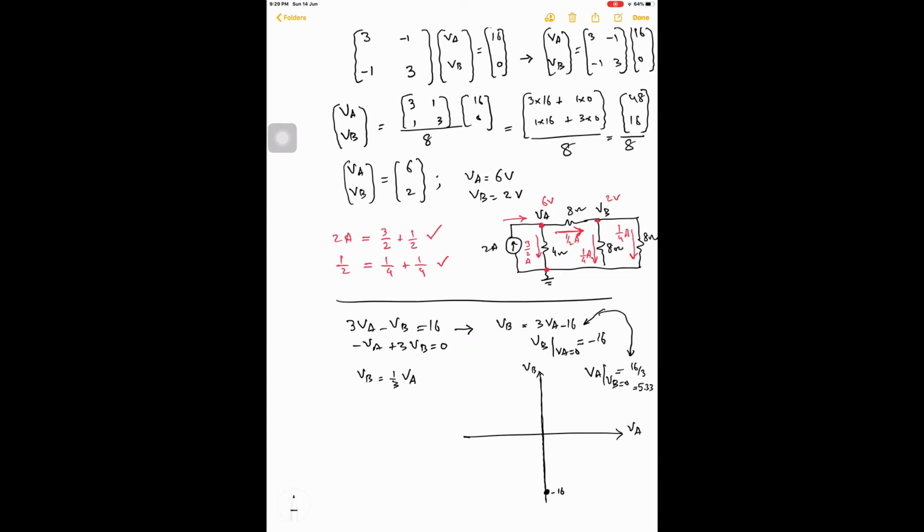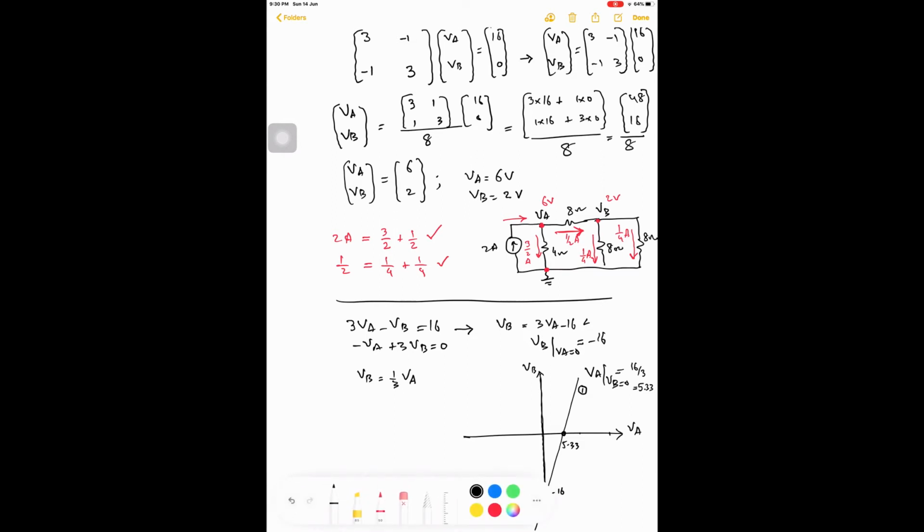When VB is equal to 0 and VA is 5.33, it will be on the VA axis. This is 16 and 8, and let this be 5.33. VA is 5.33 when VB is equal to 0, and if we connect these two points, this line will be representing equation 1. Now equation 2.